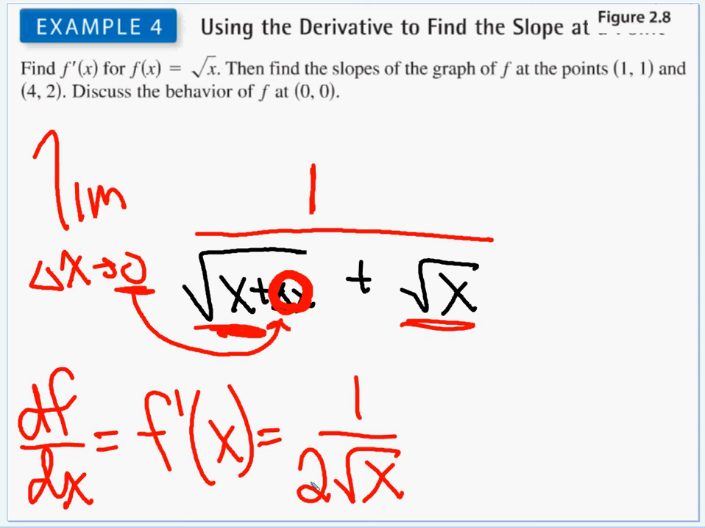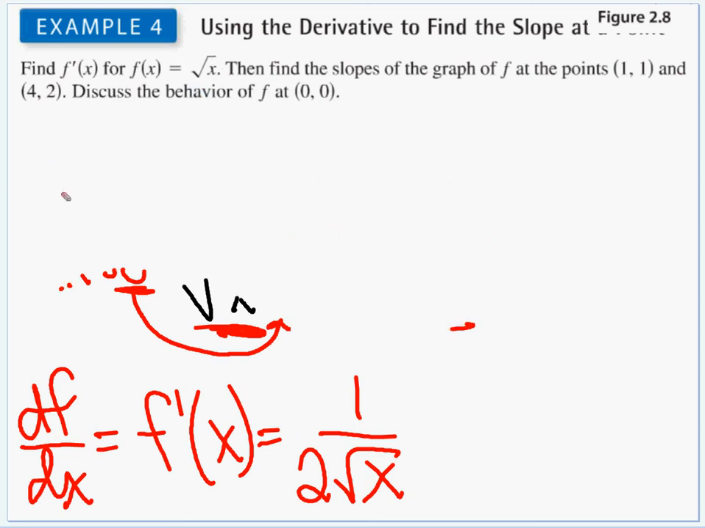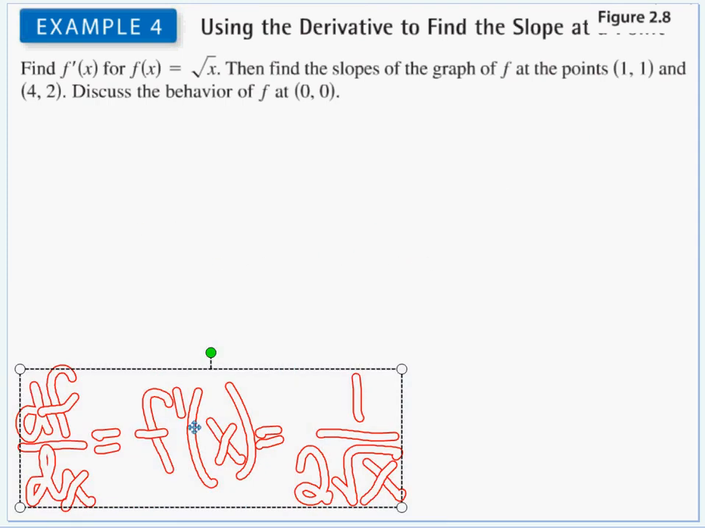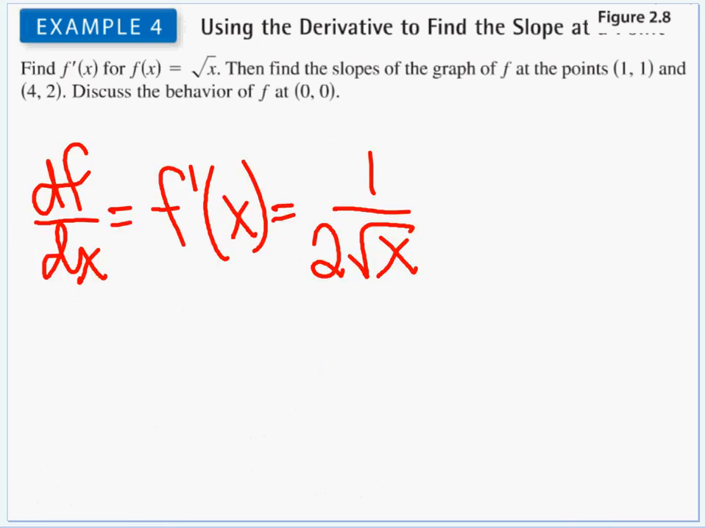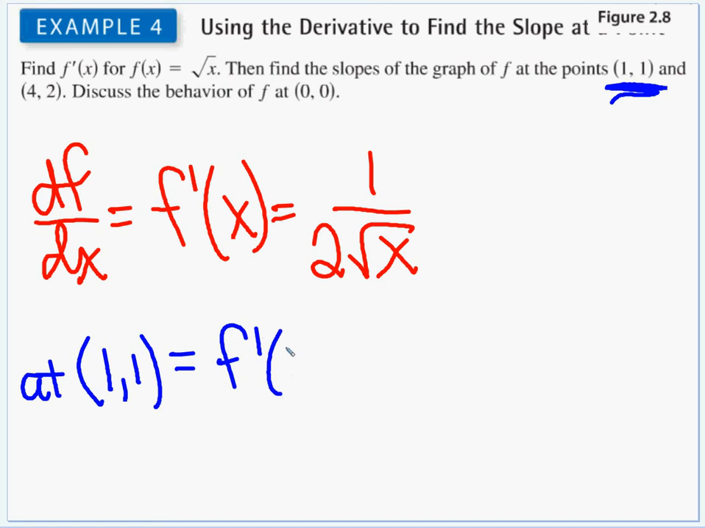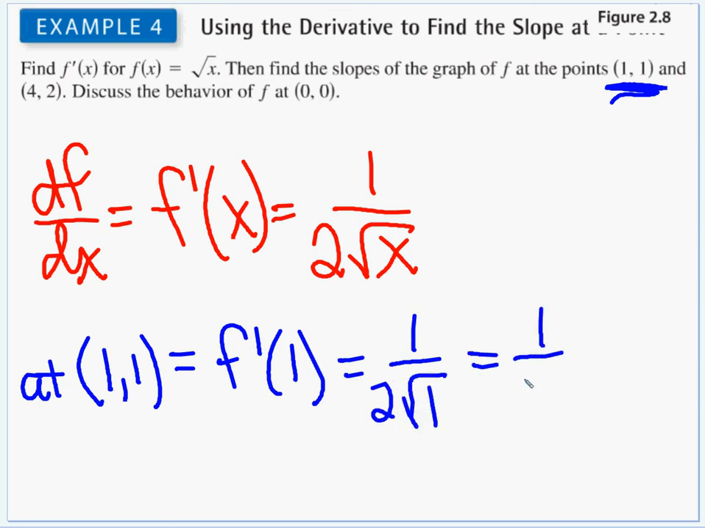That also works. So the original function is the square root. Here is our derivative. The original function gives us a point. This gives us a slope. Now they did ask us to find the slope at a couple points. What's the slope at 1, 1? At 1, 1, f prime of 1 will be 1 over 2 times the root of 1. Root of 1 is 1, so that's just a half. Our slope would be 1/2.